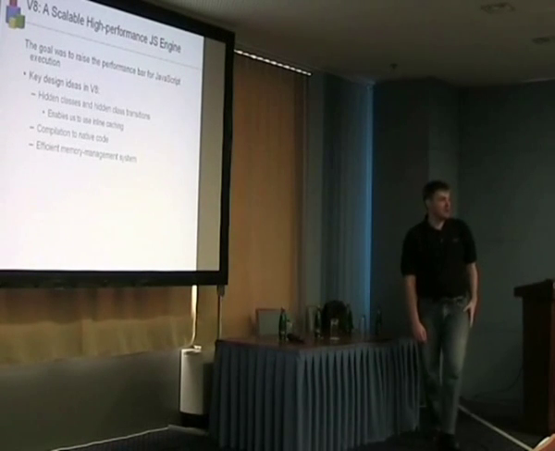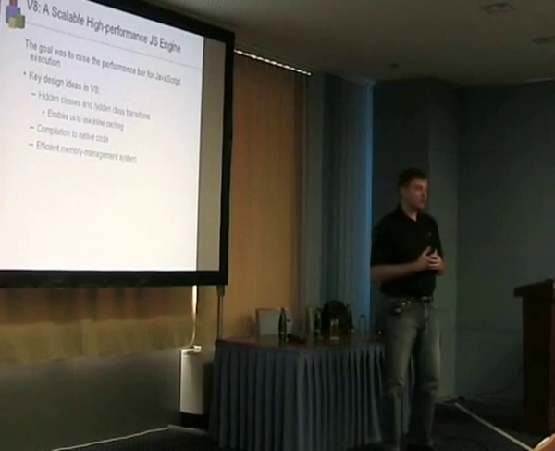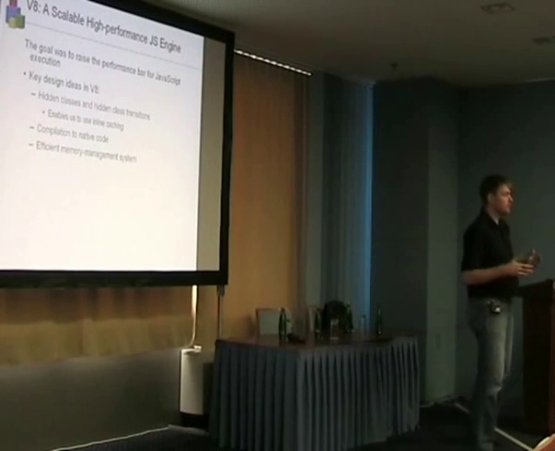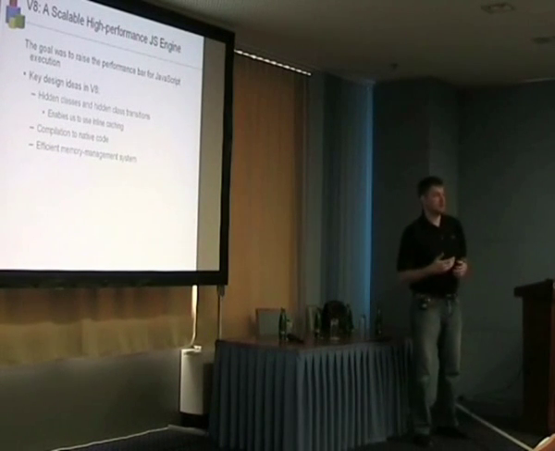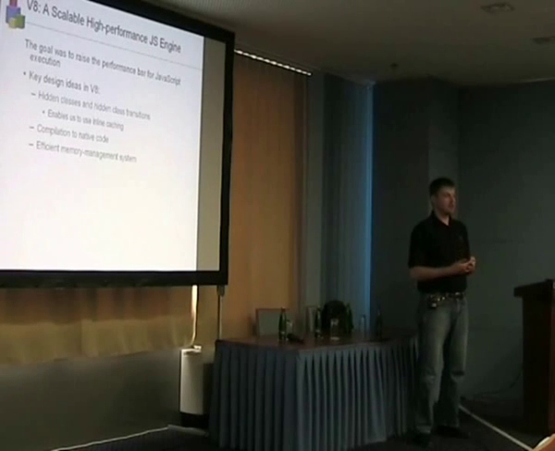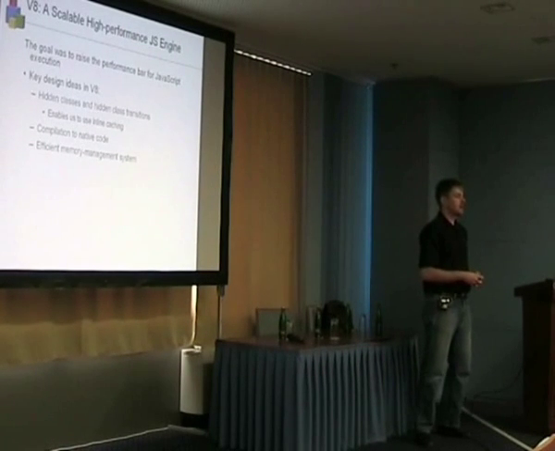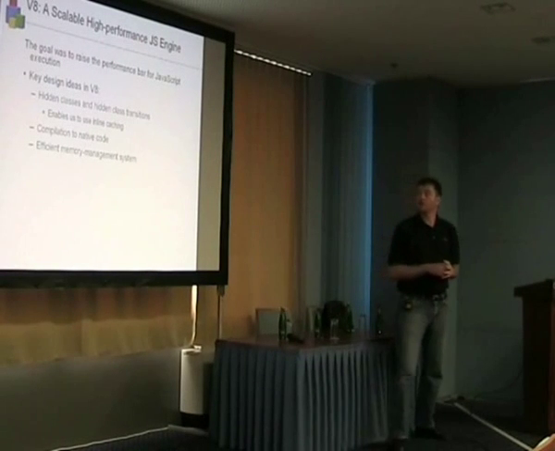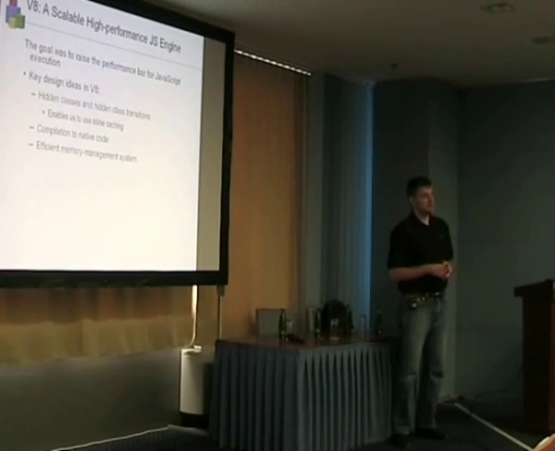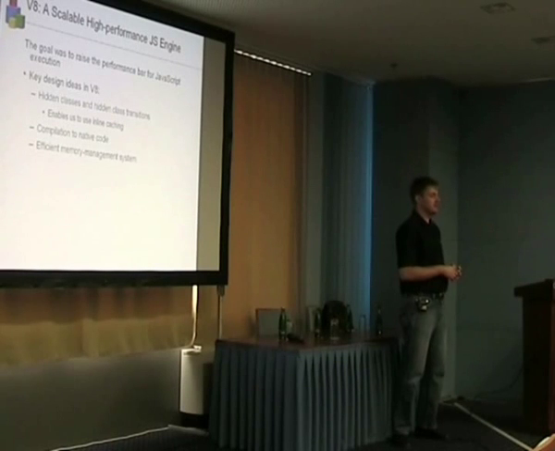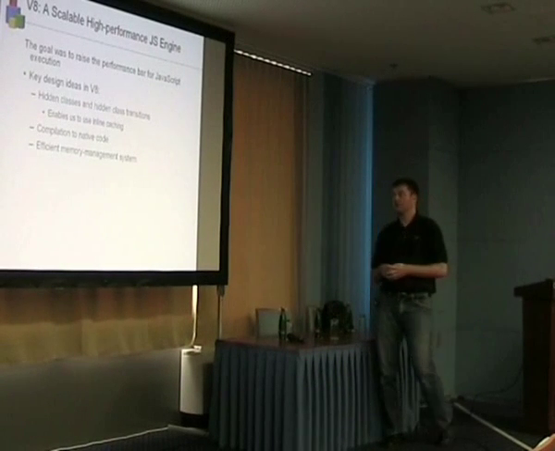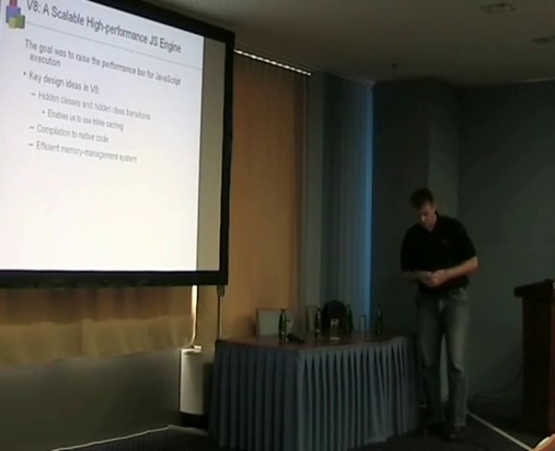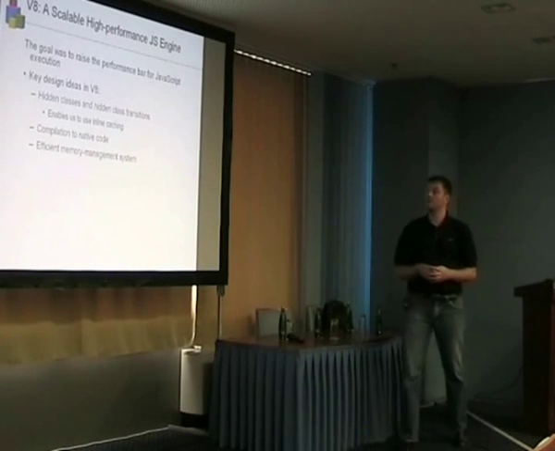So we started the V8 project. And the goal of V8 was to raise the performance bar of JavaScript execution. So we wanted to show that JavaScript execution can be really fast, and we wanted to try to push evolution here. So there are a number of key design ideas that we use to make V8 really fast, and I've listed 3 of them here. The first one is something called hidden classes and hidden class transitions.